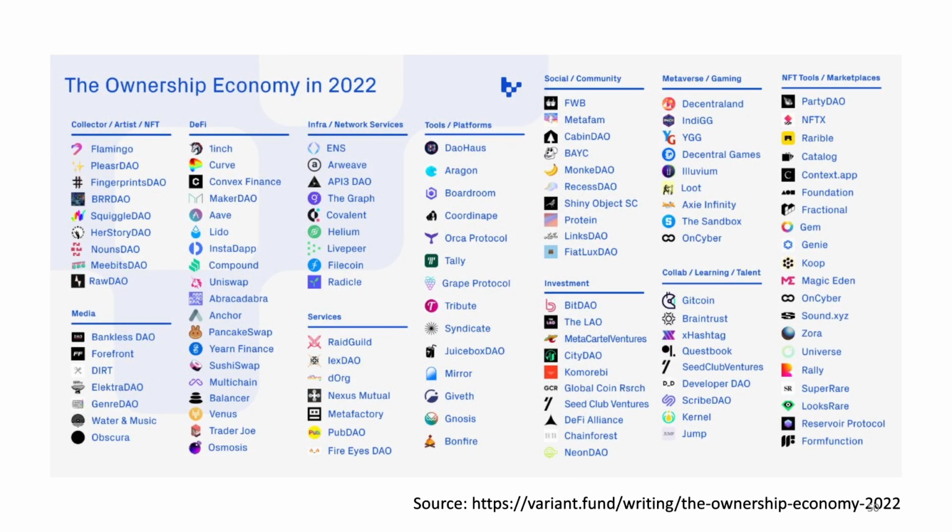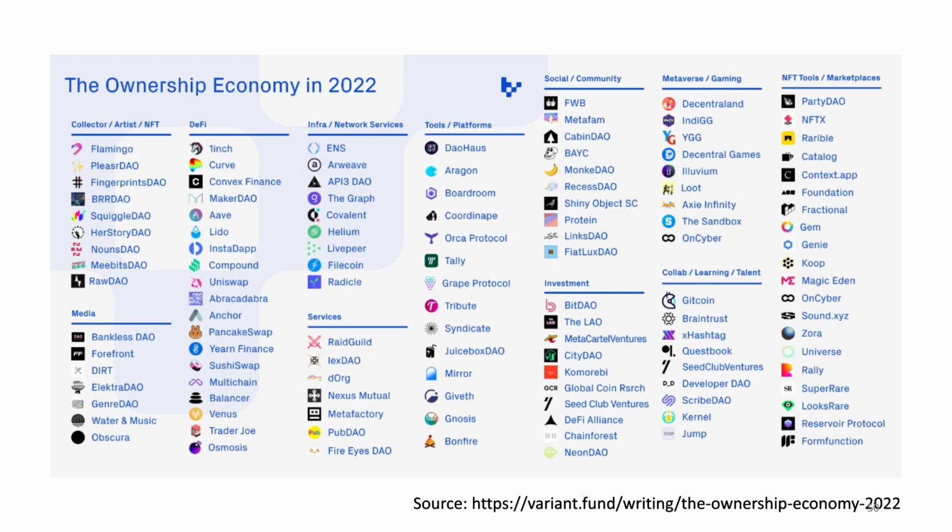So this is the ownership economy in 2022. I mentioned a couple of them, but there's all kinds of stuff happening in here. There's gaming, NFT marketplaces, DeFi, collections, media, all that stuff. So this is from the Variant Fund. You can check this out. All kinds of really interesting projects. Some of them are going to be huge.